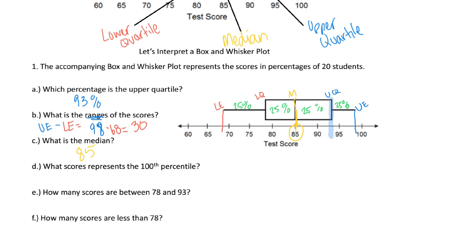What score represents the 100th percentile? What that means is looking at my 25%: 25, 50, this is 75, this is 100. So what score, aka your upper extreme, represents the 100th percentile? And that's about 98%.